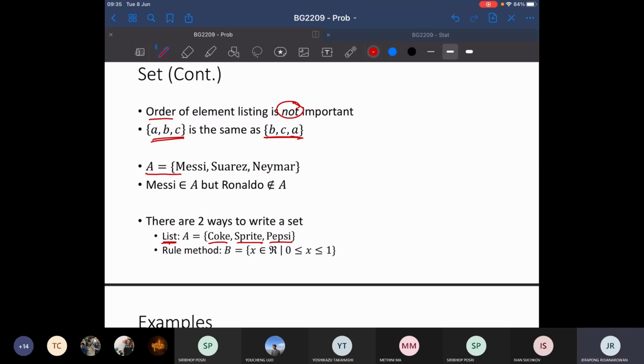If you have a set A like this, Messi, Suarez, Neymar, then Messi is in A because Messi is in A, but Ronaldo is not in A.